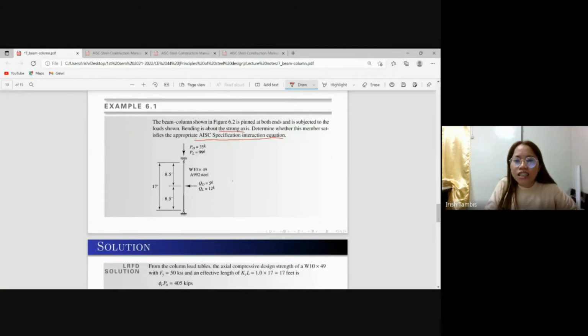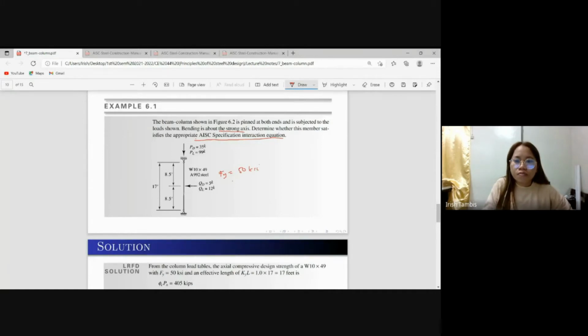So it has dead load and live load, axial load, and also the lateral loads, 5,000 pounds and 12,000 pounds, dead load and live load. So the beam is wide flange W10 by 49, A992 steel, meaning the Fy, the yield strength, is 50 KSI, no?